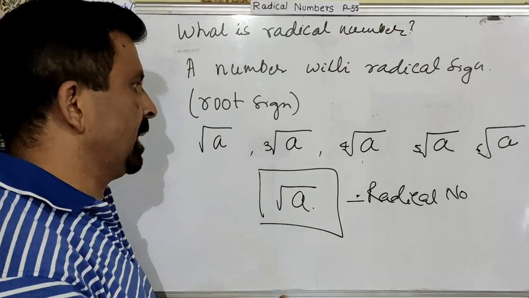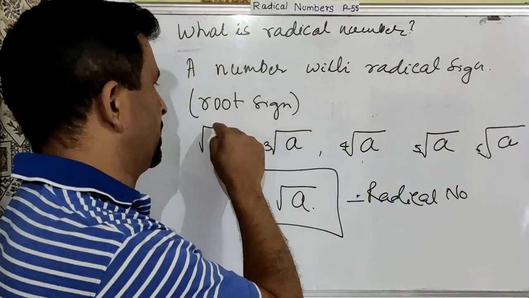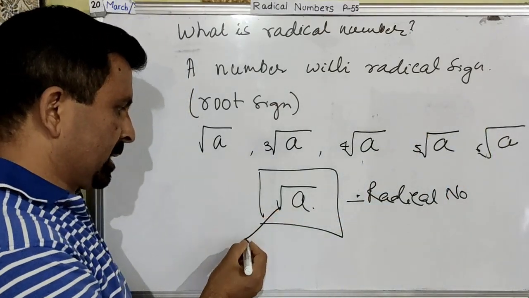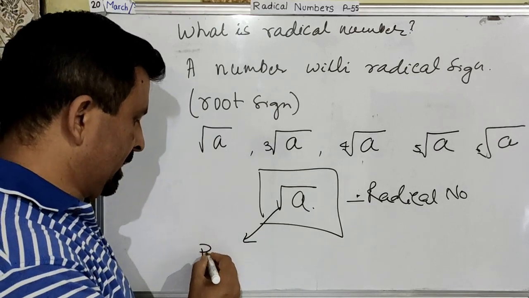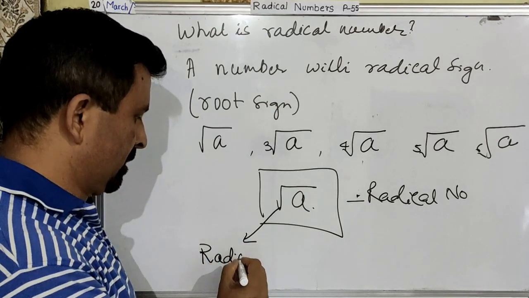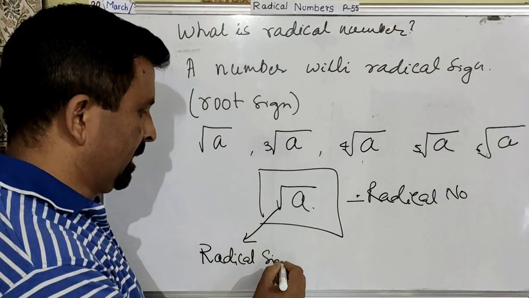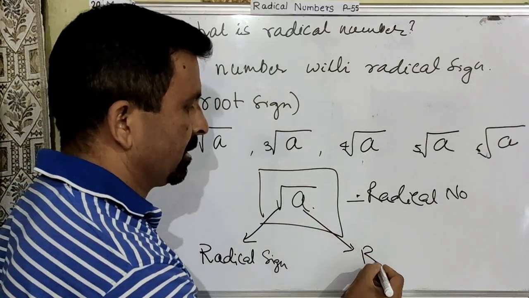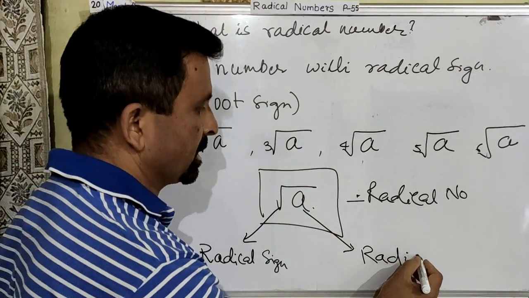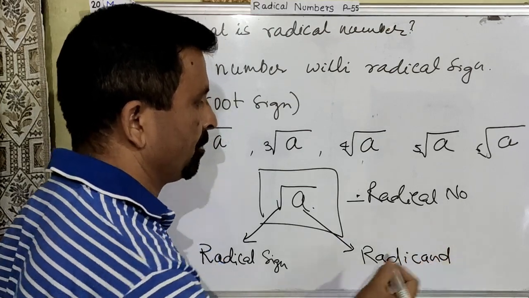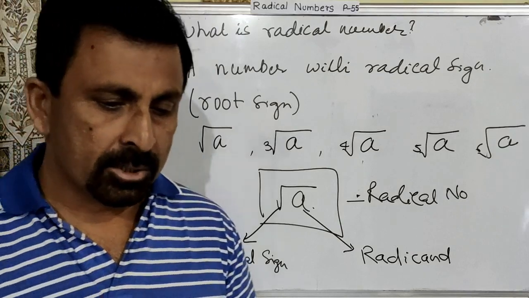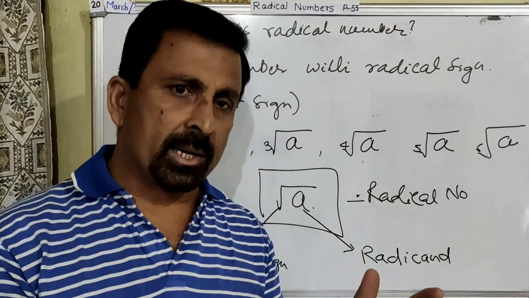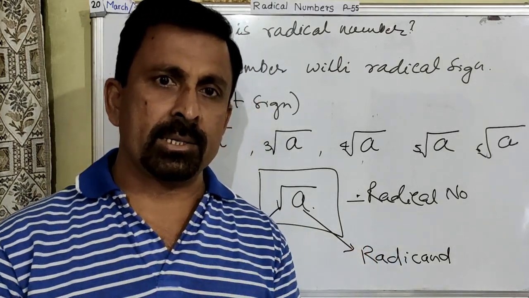In this radical number, as I told you, these are radical signs. Is it okay? So this part is called as radical sign, and the number within the radical sign is called as radicand. Is it okay? So this is the basic information about what is radical number, and in the radical number, which part is called as radical sign and which part is called as radicand.